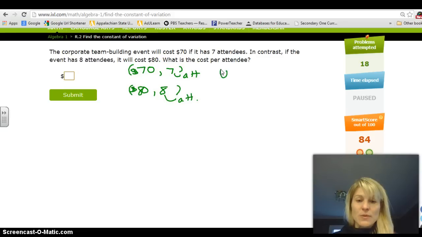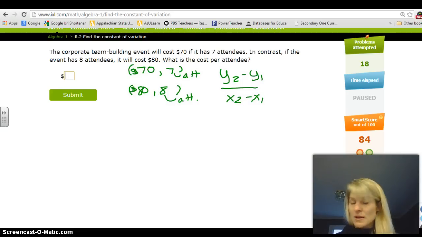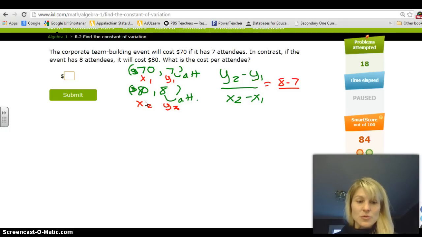So in this one, we have to remember our equation for slope: y2 minus y1 over x2 minus x1. So this is my x1, y1, x2, y2. And so I'm basically just going to plug those in. So I subtract my y's, so that becomes 8 minus 7, and then I'm going to subtract my x's, so that's 80 minus 70. So that's going to give me 1 over 10, right?